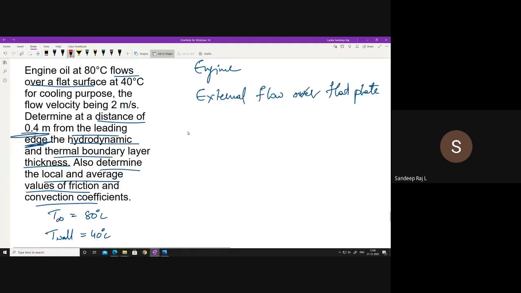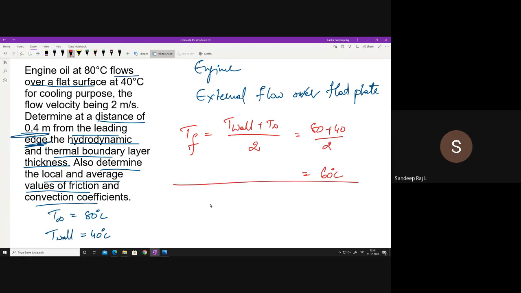For that, first you have to get the value of T_F. T_F is (T wall plus T infinity) by 2, that is (80 plus 40) by 2. What is this value? It should be 60 degrees centigrade. So you have this T_F at 60 degrees centigrade.